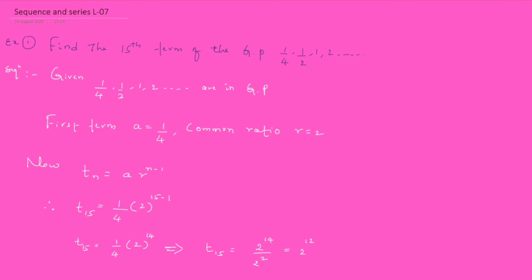So the next question is question number 2. It is example 2. Find the nth term of the GP 27, 9, 3, 1, and so on. Solution.